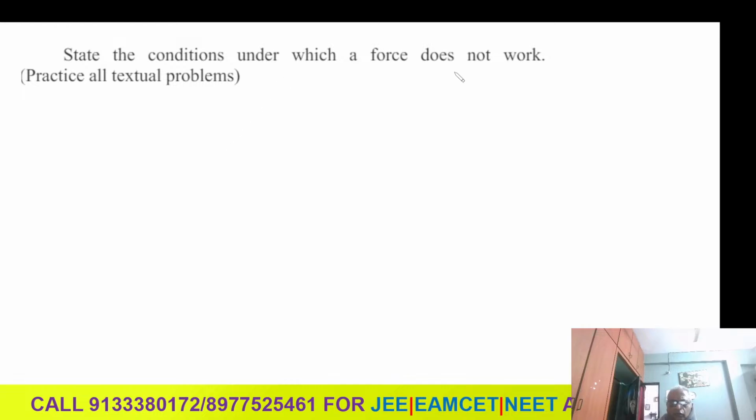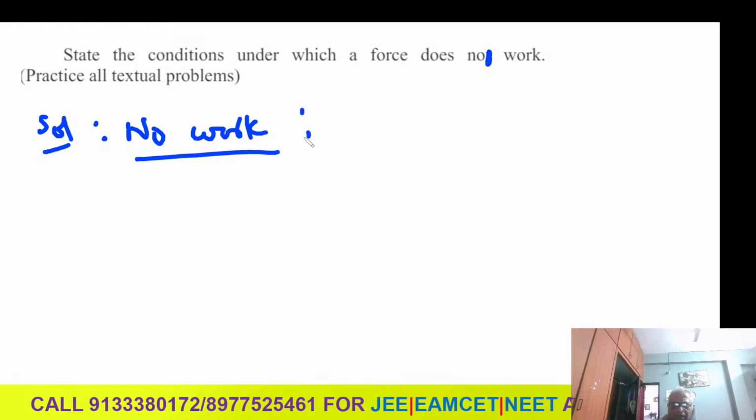State the conditions under which force does no work. Under what conditions does force do no work? Answer: no work means work done is zero. This is a very important question. Work done is zero happens mathematically if you think.